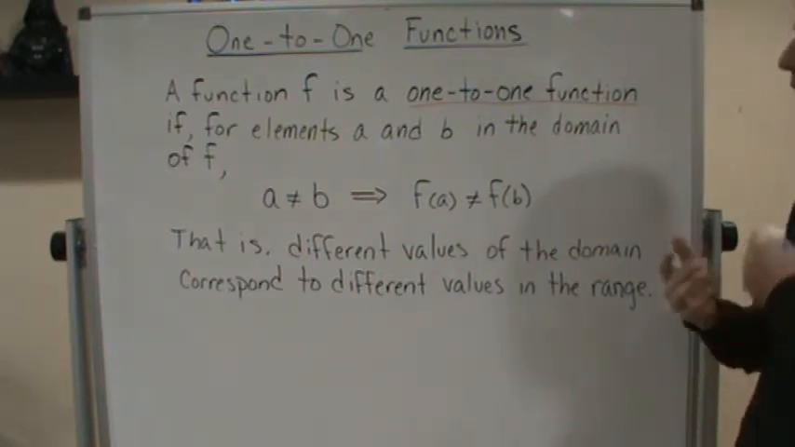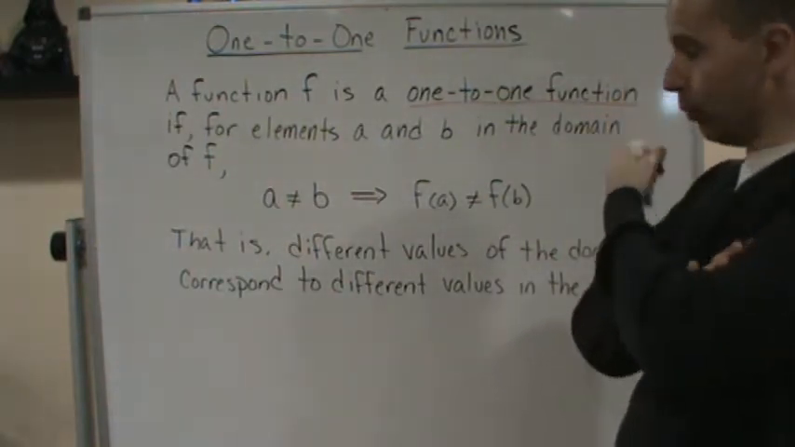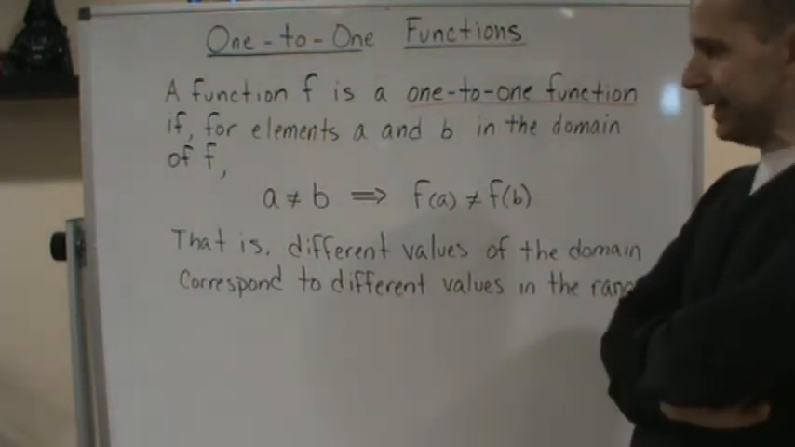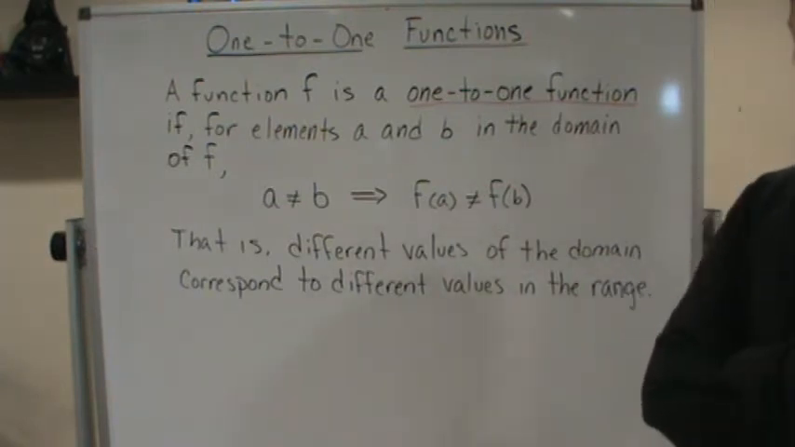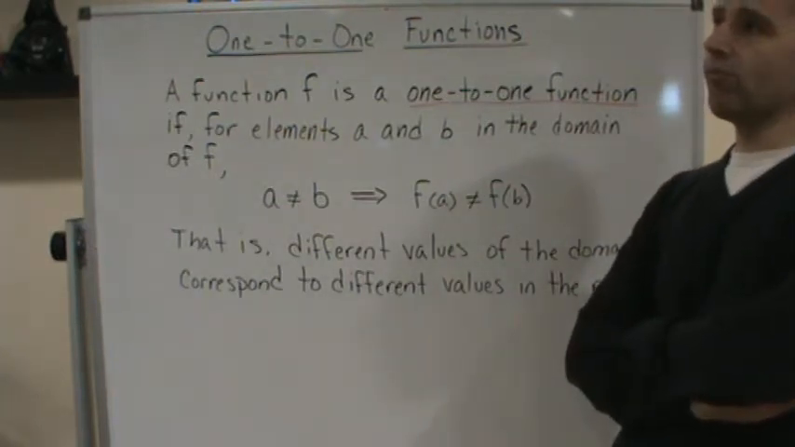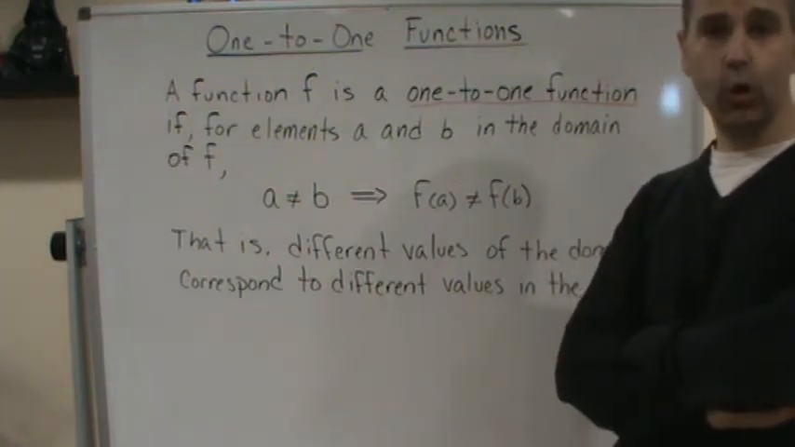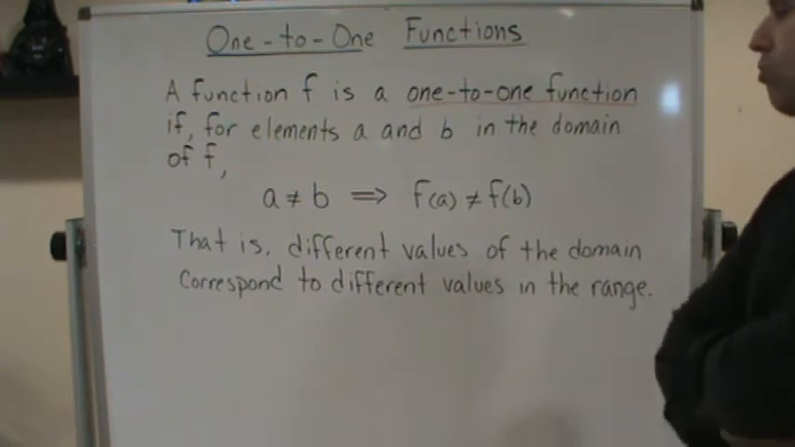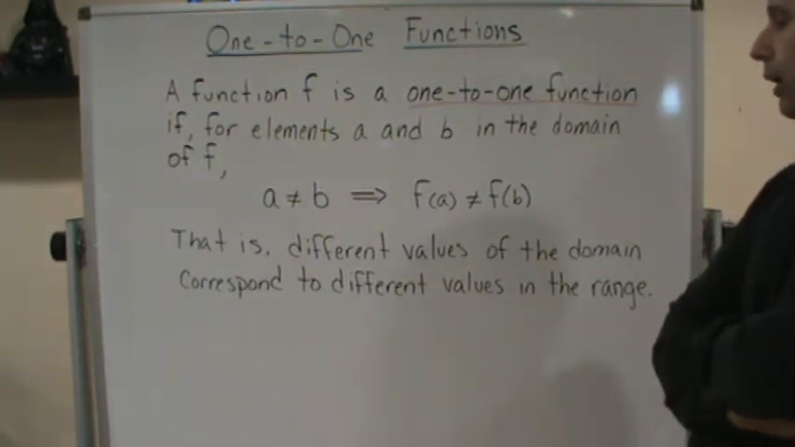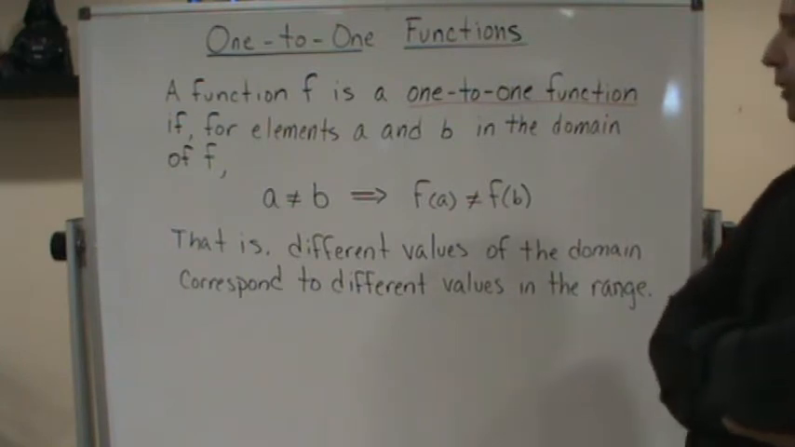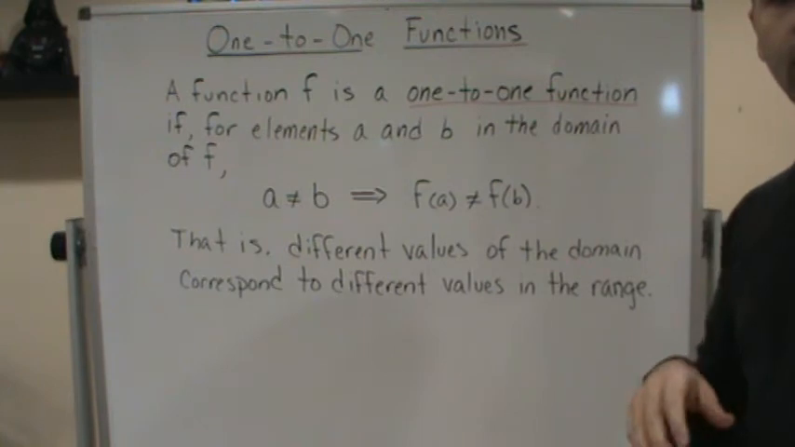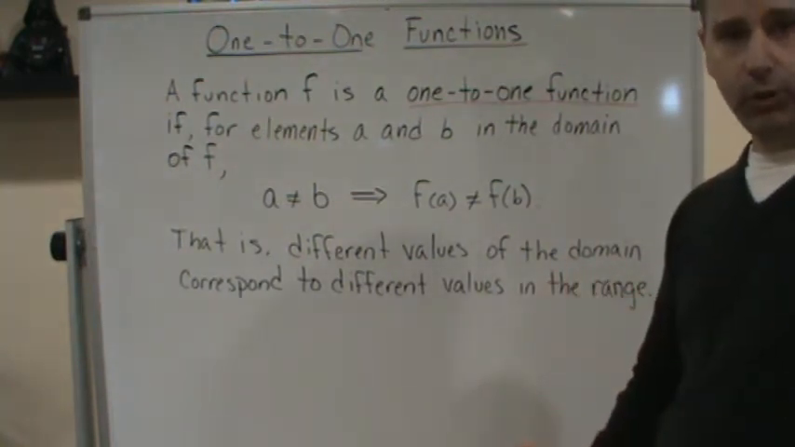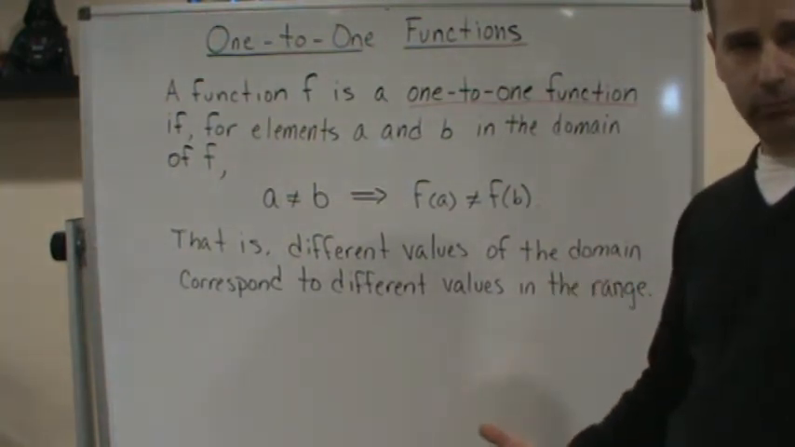Okay? How else can we do this? Think about it this way. This would mean that for every value in the range, there is exactly one value in the domain.